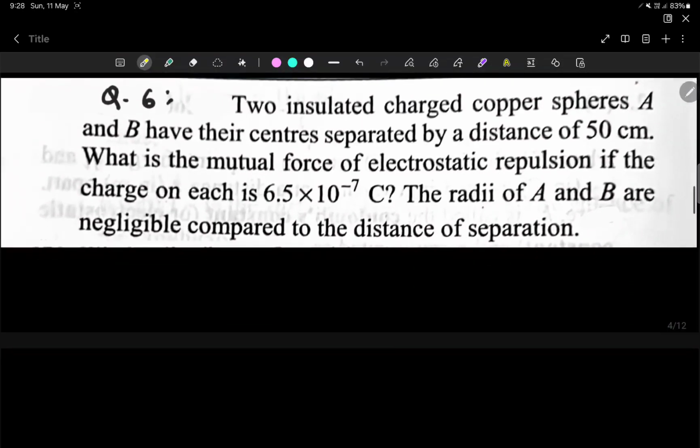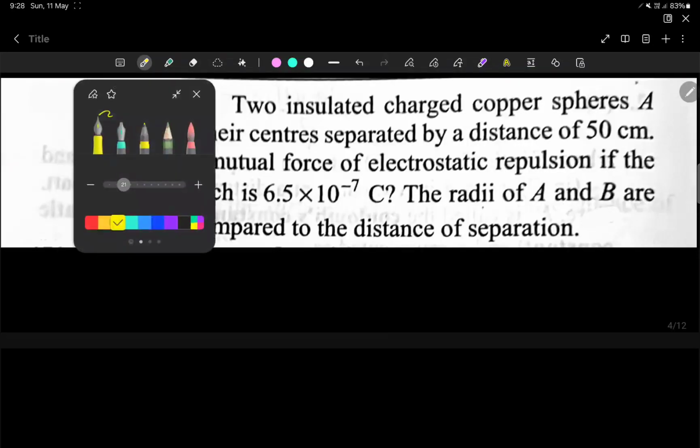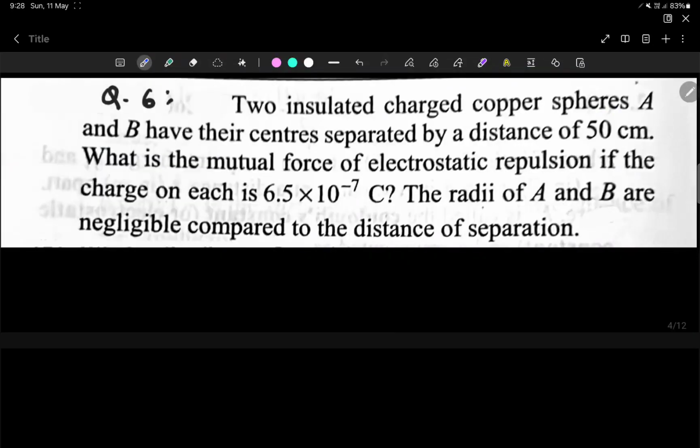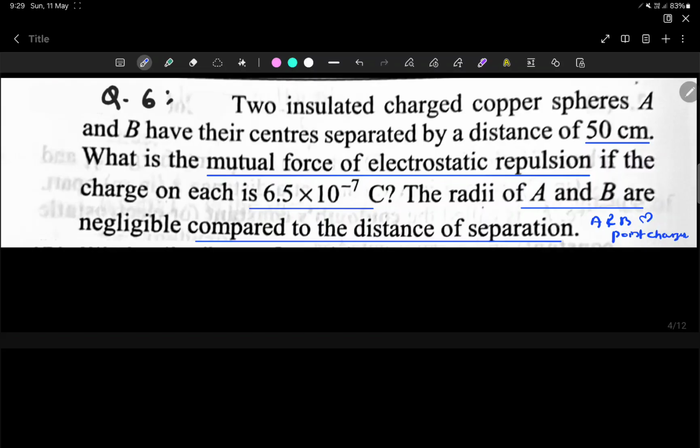Yes, so two insulated charged copper spheres A and B have their centers separated by a distance of 50 cm. This is R, R is given as 50 cm. Then what is the mutual force of electrostatic repulsion? F is required. If the charge on each, Q1 equal to Q2 equal to Q, is given as 6.5 into 10 to the minus 7 Coulomb. The radii of A and B are negligible compared to the distance of separation. That means A and B are point charges.